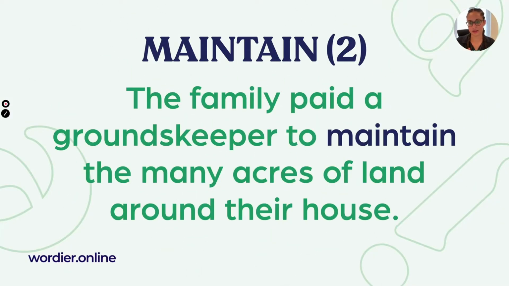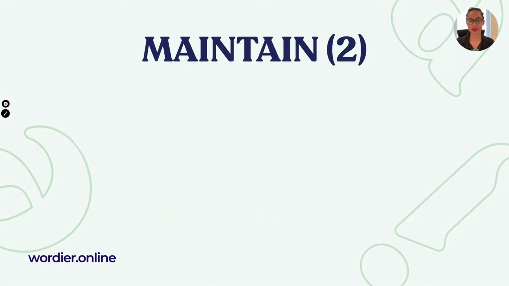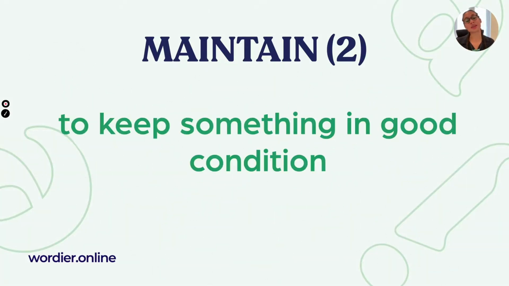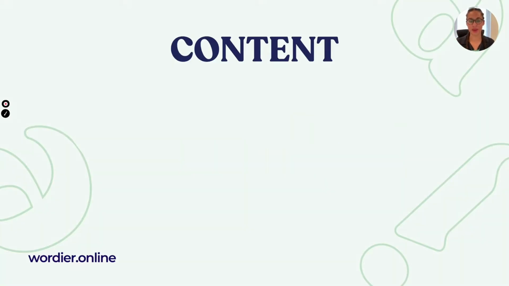And our second example sentence. The family paid a groundskeeper to maintain the many acres of land around their house. To maintain it. Okay, and the definition there is to keep something in good condition. Now, if you do something to keep something in good condition, that's called maintenance. You know how we had sustenance before? This is maintenance. So a mechanic will provide maintenance for your car, for example.